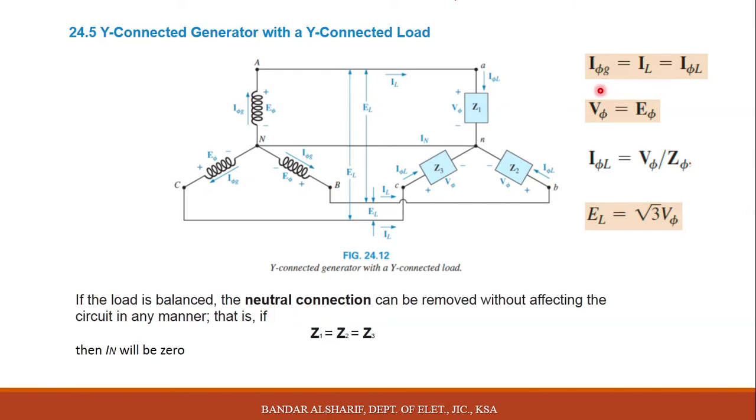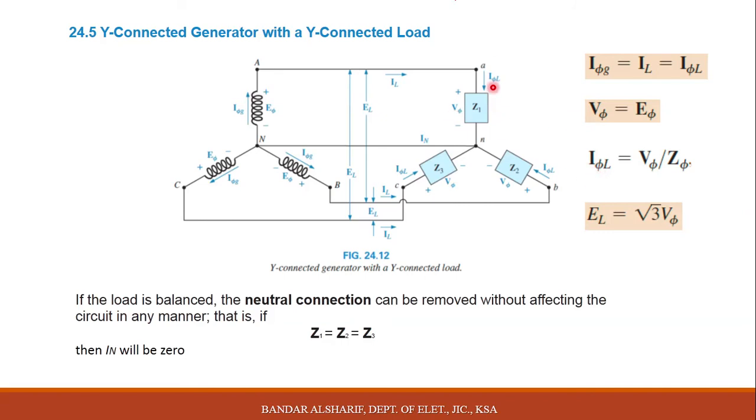You can see here I phase of the generator equals I line, which equals I phase in the load, since it is Y connection in the load. And the same thing, V phase in the load equals E phase in the source. As we said last lecture, in the source we say E, and in the load we say V.